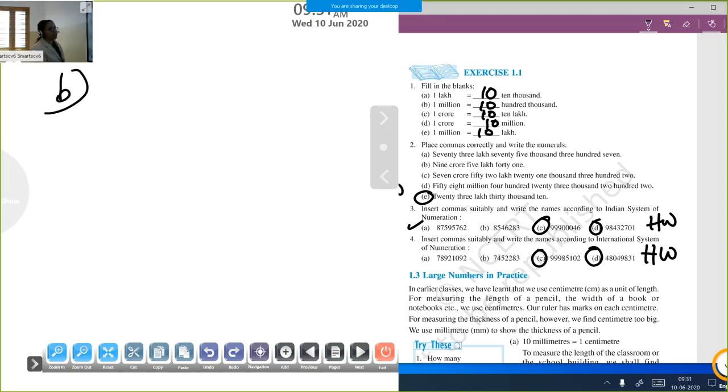Second question. After copying the number, the teacher is looking again one more time. Is it correct or wrong? You also do it that way. Okay. 7,452,283. Then the teacher is first putting a comma after the first 3 digits, international system. Next 3 digits, a comma.